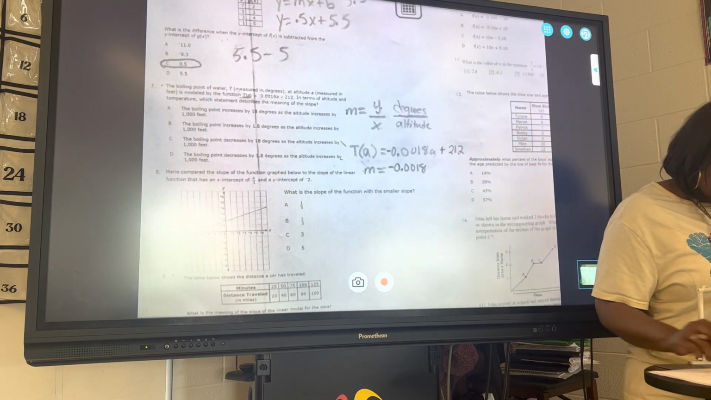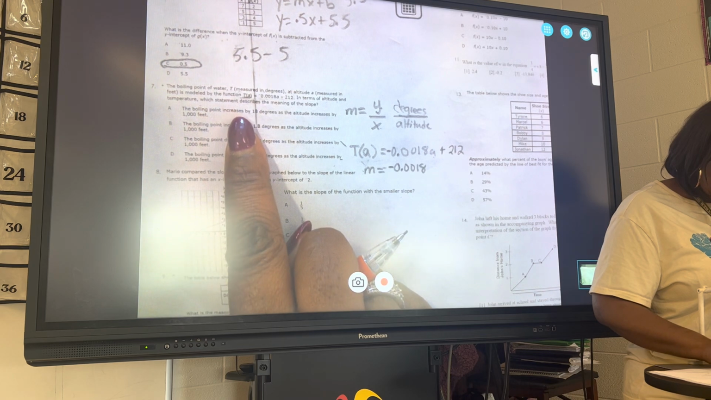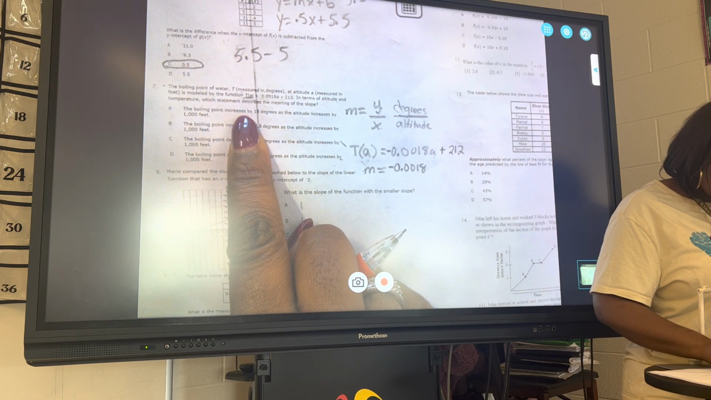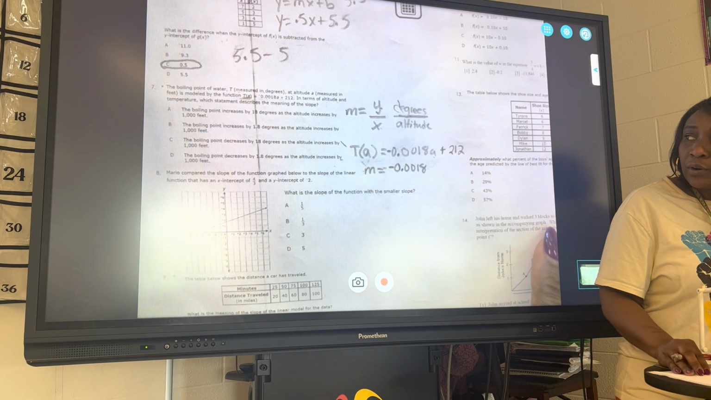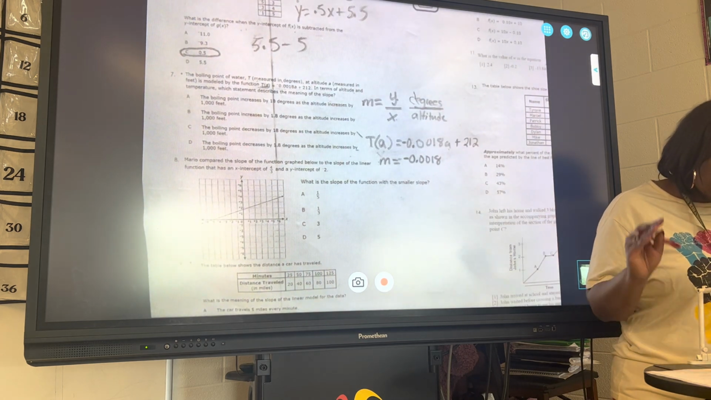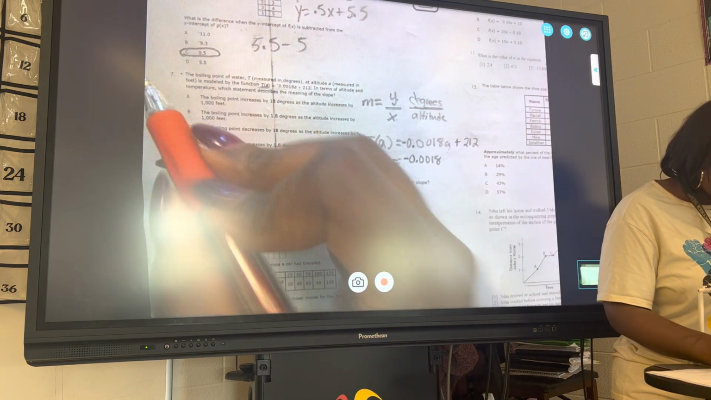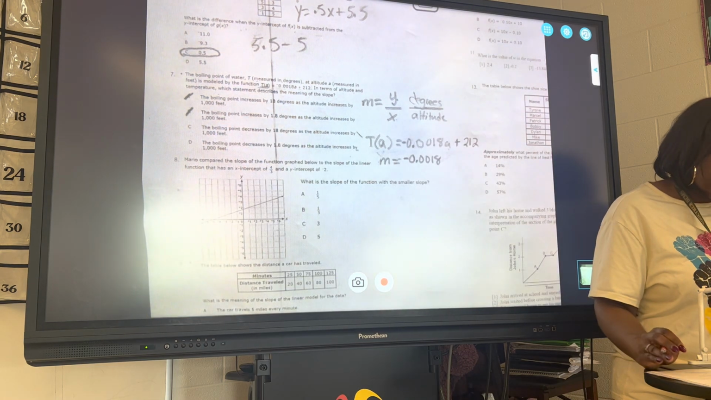All right, so we gotta pick the good answer. It says the boiling point increases. Is it increasing? Is the slope a positive number? No. So which answer choices could we eliminate? A and B, because it's decreasing. Does that make sense? Yeah.